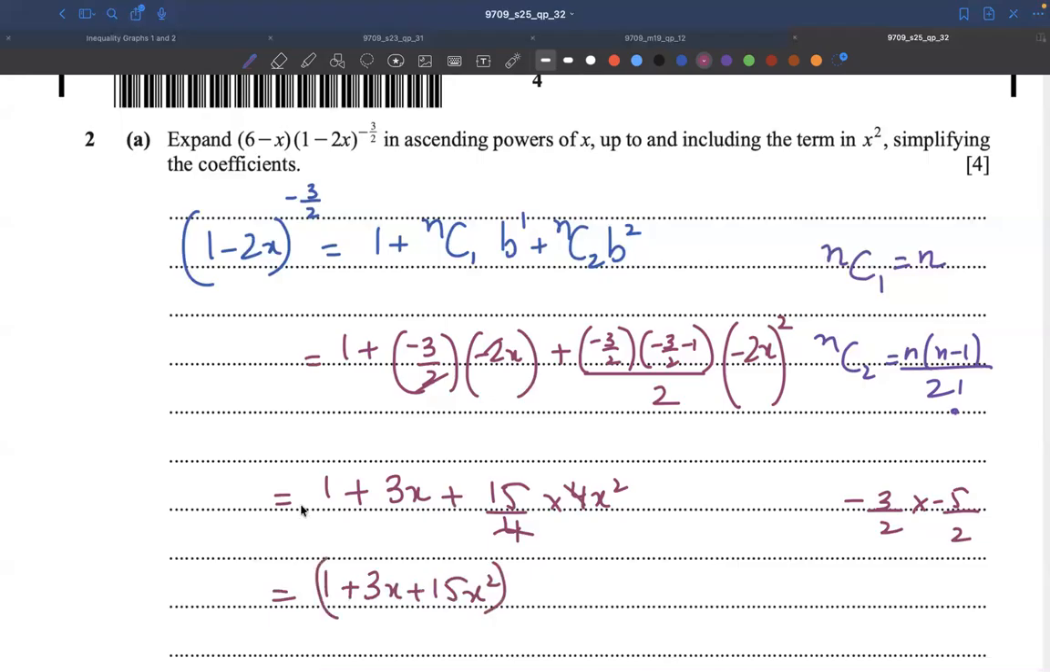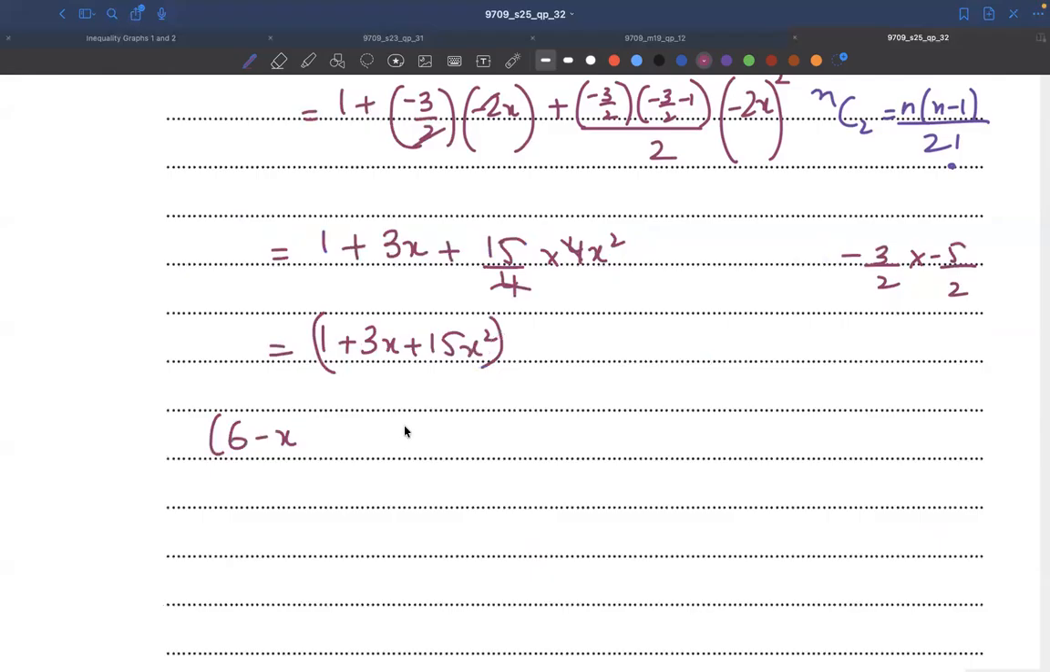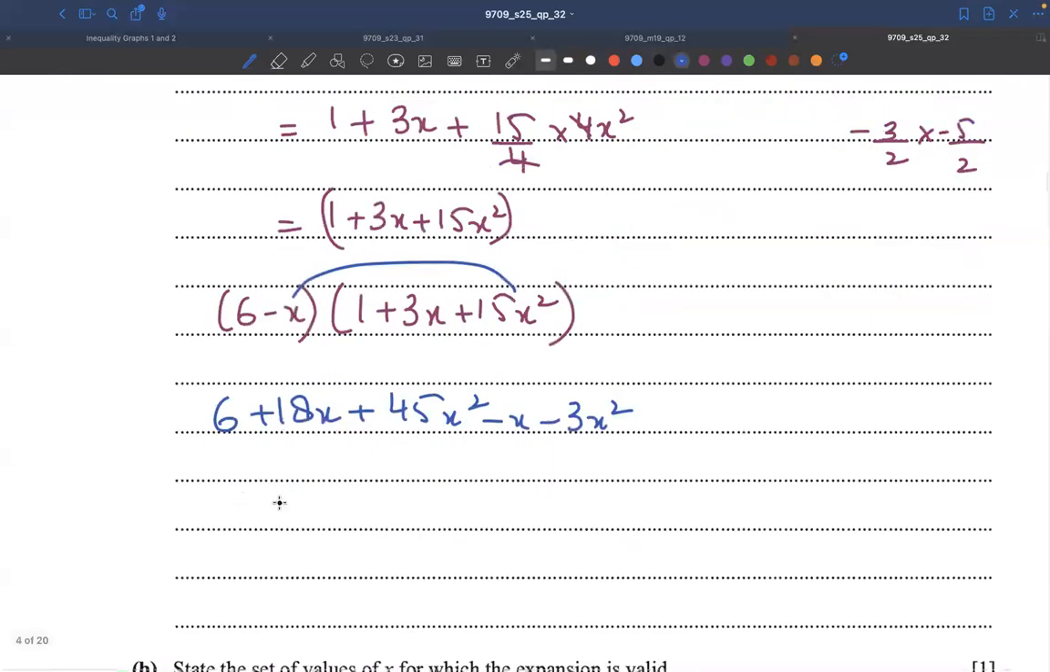Now multiplying it with 6 - x. So we'll get (6 - x) multiplied by (1 + 3x + 15x²). So 6 times 1 will be 6, plus 18x, plus 6 times 15 is 45x², minus x, minus 3x², and then minus x times 15x² will be 15x³, so that term is not needed. Now simplifying this, we'll get 6, 18 - 1 is 17, so 6 + 17x, 45 - 3 will be plus 42x². And that will be the final expansion.